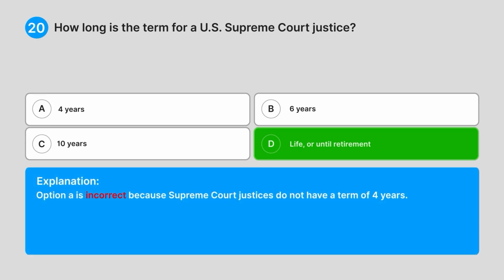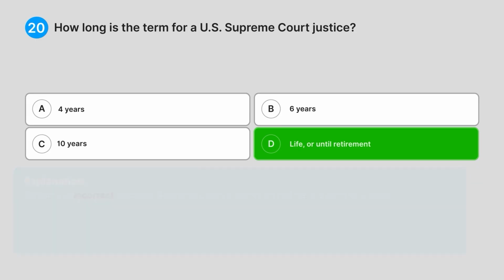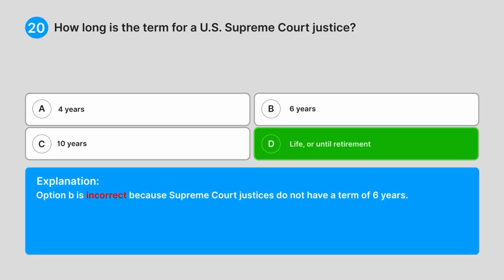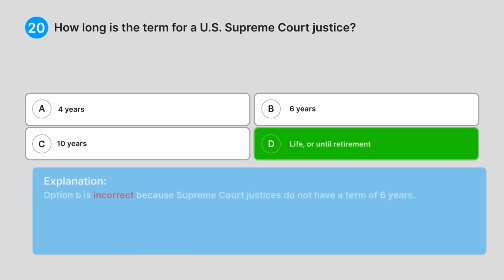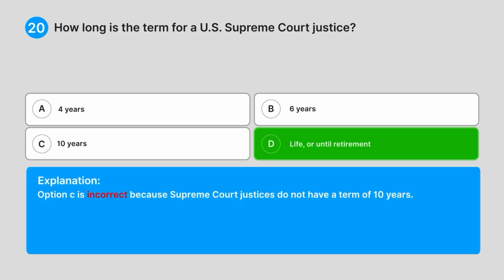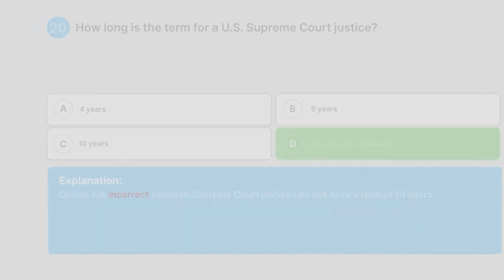Option A is incorrect because Supreme Court justices do not have a term of 4 years. Option B is incorrect because Supreme Court justices do not have a term of 6 years. Option C is incorrect because Supreme Court justices do not have a term of 10 years.